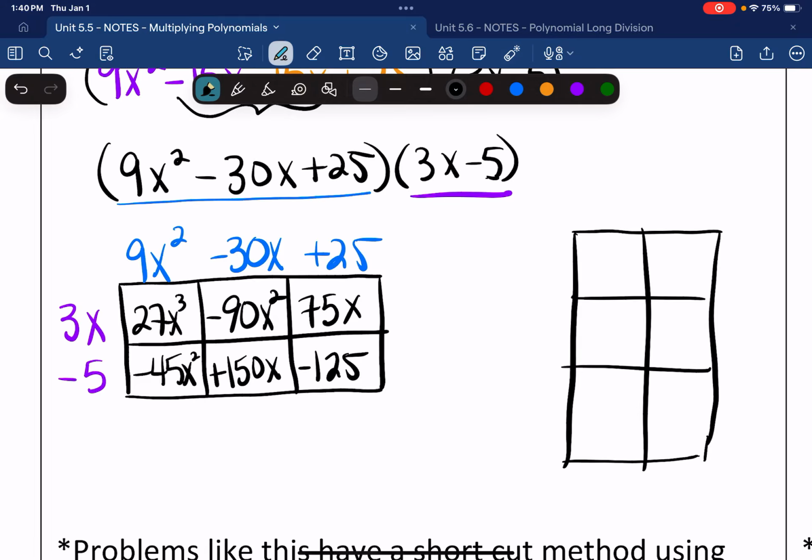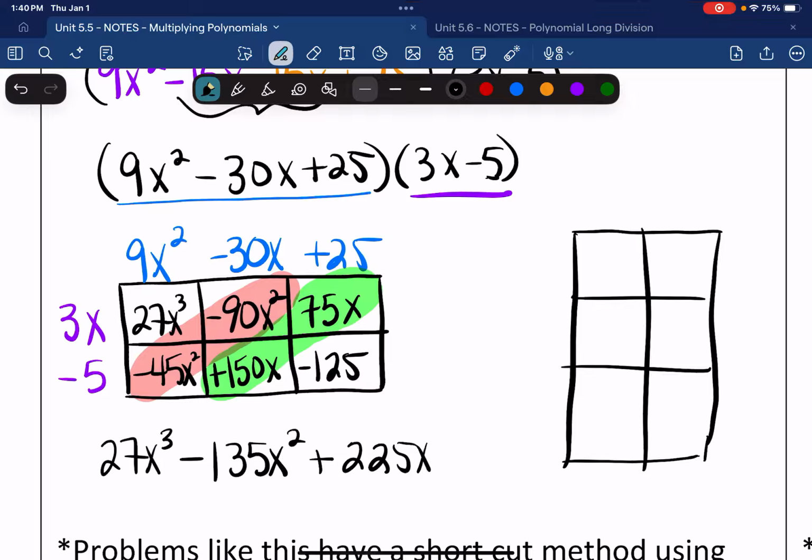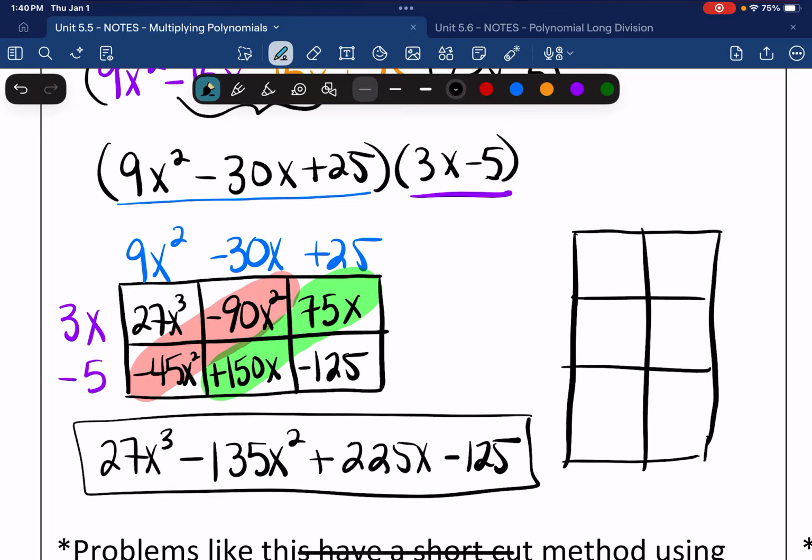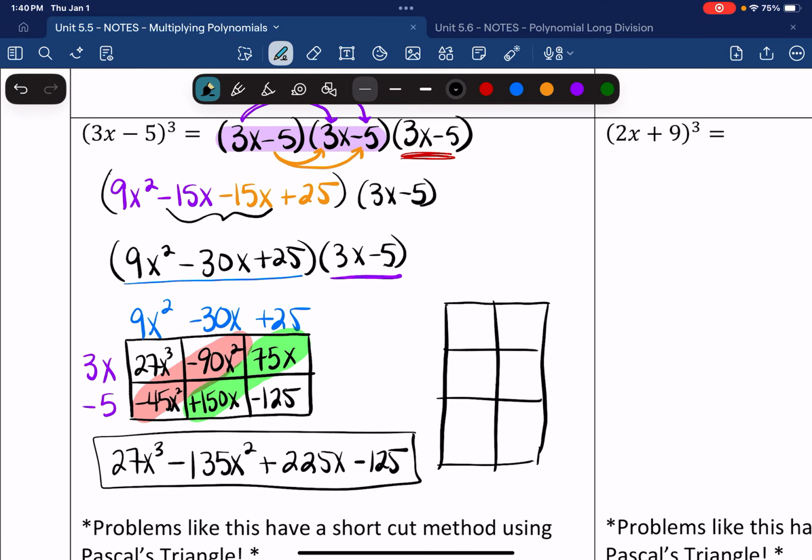All right, so what can we combine together? I see that I have like terms here, and I also have like terms here. All right, so we end up with 27x cubed, and then our negative 45x squared minus 90x squared gives us a negative 135x squared. And then our green section, 150x plus 75x, that gives us a plus 225x. And then we have minus 125. So this one took a little bit more work because we had to multiply 3 different binomials together.